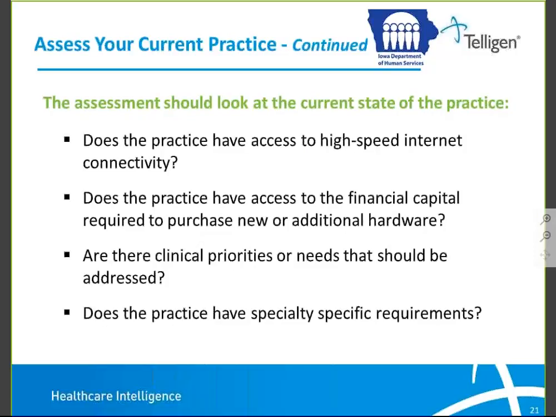In addition, does the practice have access to high-speed internet connectivity? Does the practice have access to the financial capital required to purchase new or additional hardware that will be necessary? Are there clinical priorities or needs that should be addressed? And does the practice have specialty-specific requirements? And in your case, yes.